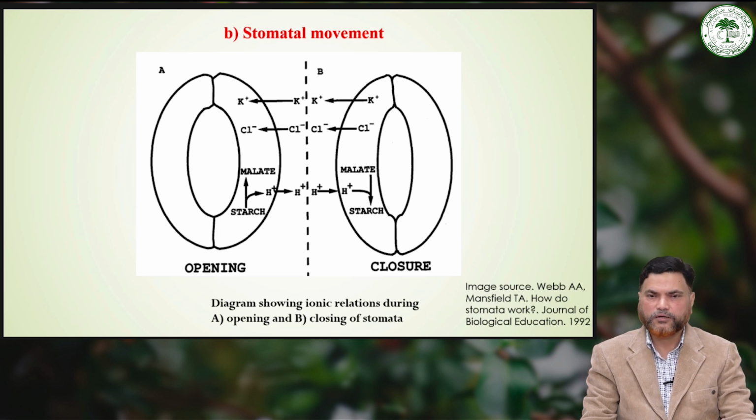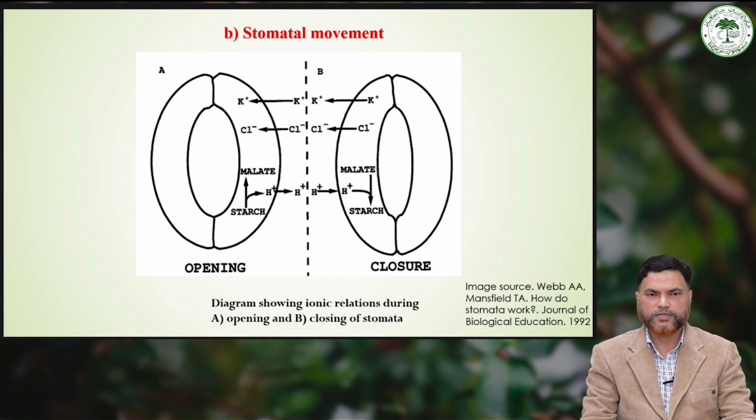Just a quick reminder of the things we have discussed: potassium here also plays a very important role in opening and closing of stomata, and this potassium coupled with an anion plays a crucial role in altering the turgor pressure within the guard cell, which in turn influences the movement of stomata.